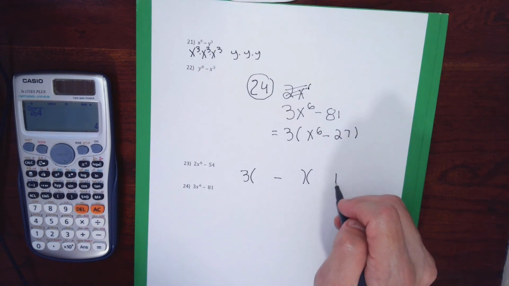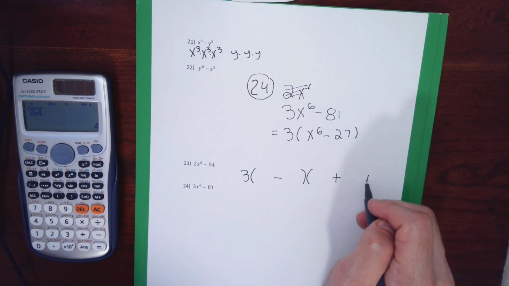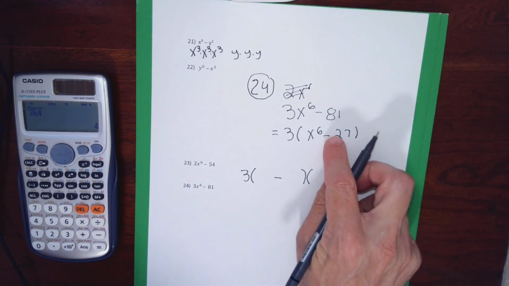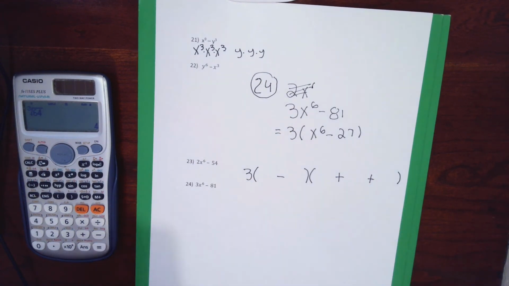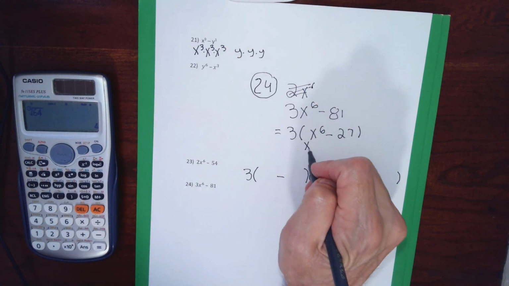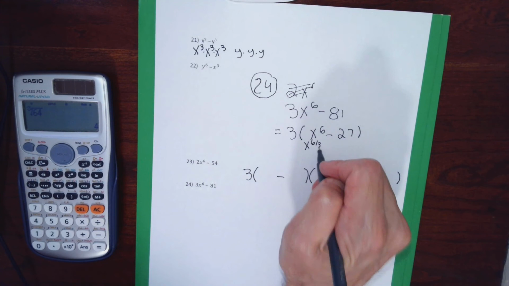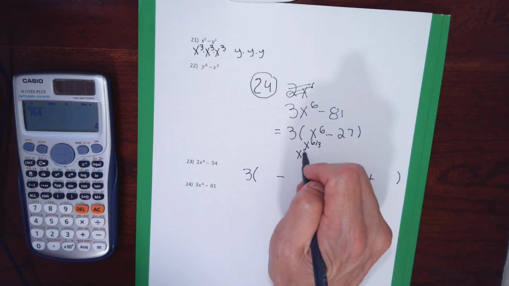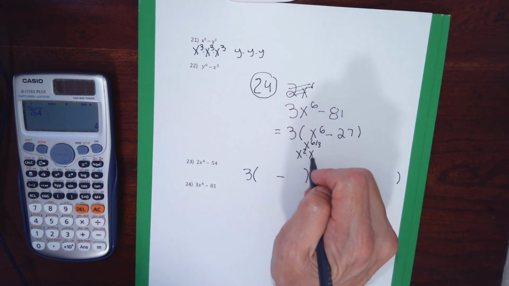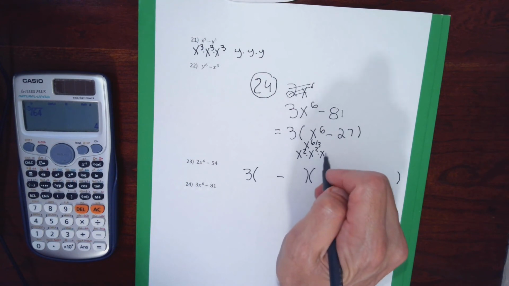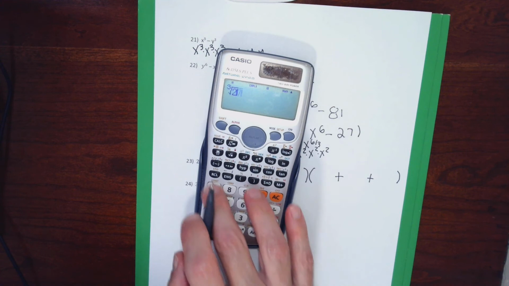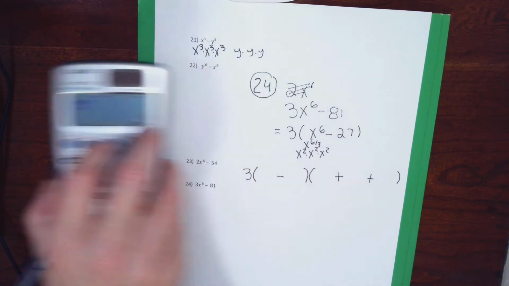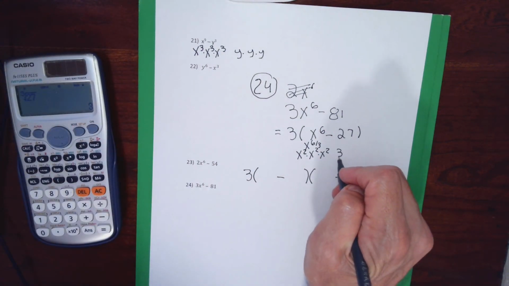So I'm going to fill up my signs, keep the sign, flip the sign, plus, same sign, change the sign, plus, and to fill up the parentheses, the exponent on the x I divide by 3. Underneath the x, I'm going to write x squared times x squared times x squared. I'm going to cube root the 27. And underneath the 27, I'm going to write 3 times 3 times 3.